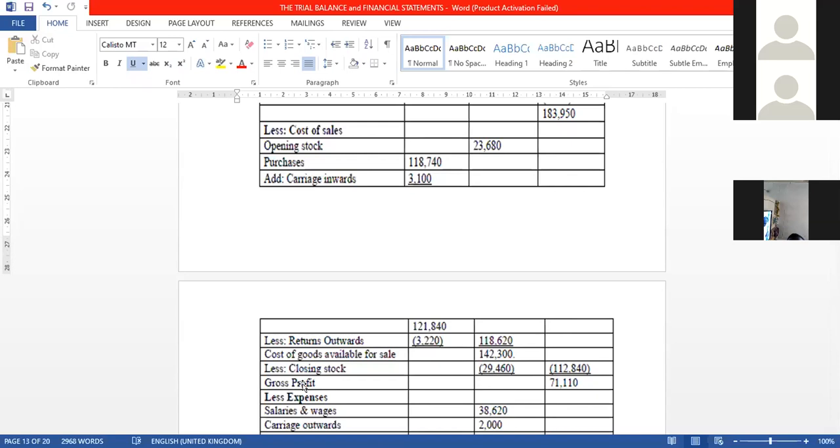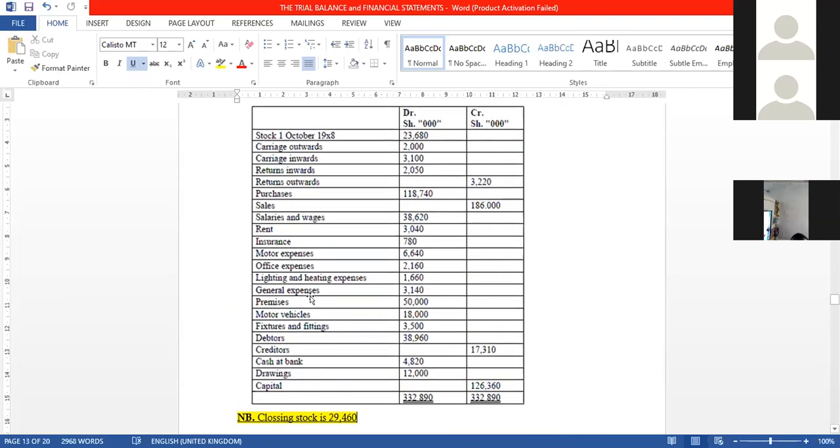And that part alone is what we called the trading account. Remember now, from there again, we start with the gross profit as 71,110, and then we less the expenses. Anything that looks like an expense here, salary and wages, 38,620, is an expense. Rent is also an expense.